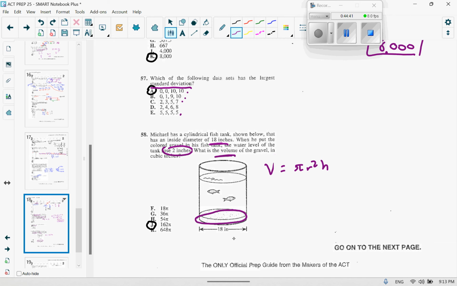But I need to find my radius, so radius equals 18 divided by 2, so my radius is 9. So I'm going to get pi times 9 squared times the height change, which we said earlier was 2. So I'm going to get 9 squared, which is 81. 81 times 2 is 162, and of course I still have this pi. So 162 pi, letter J.